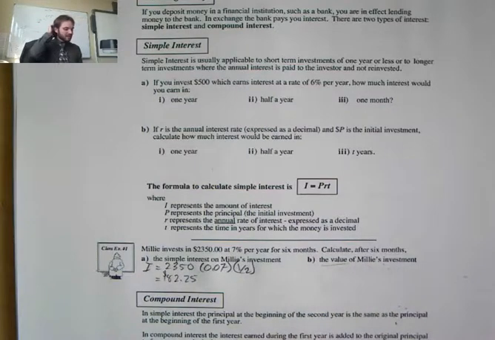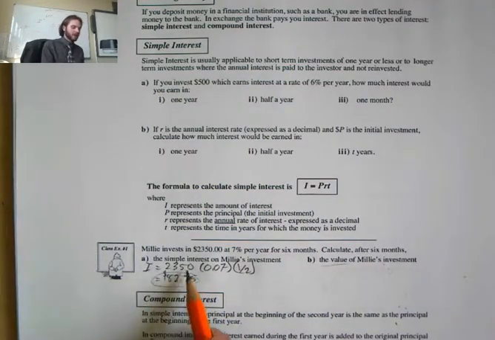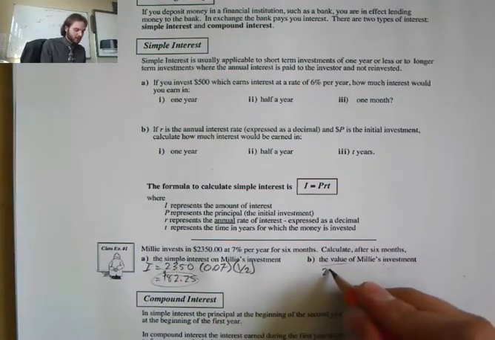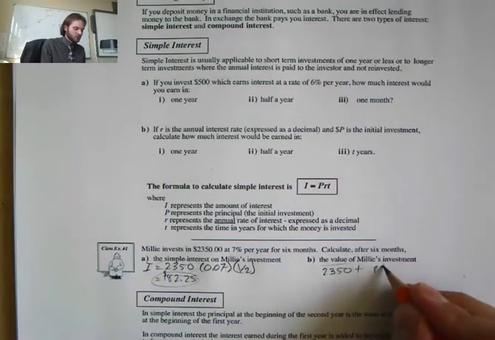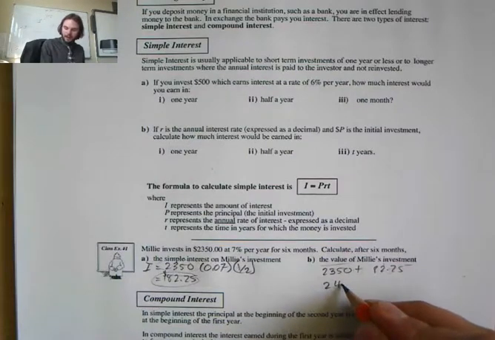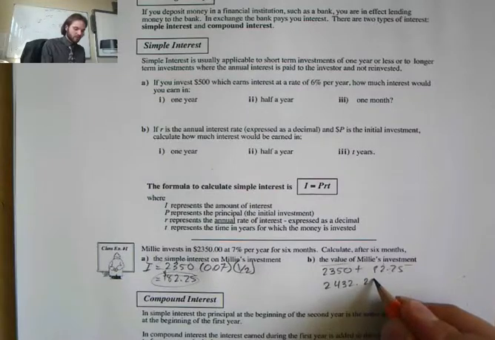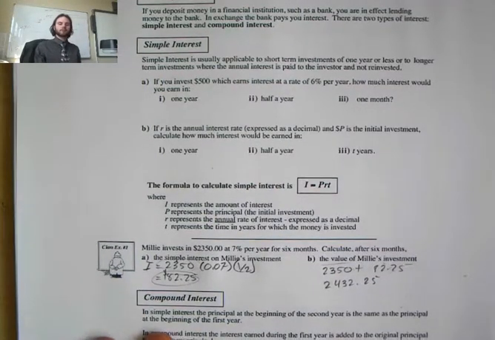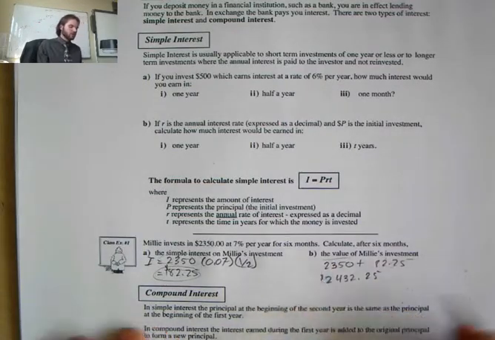Now it says, what is the value of Millie's investment? Well, this is how much she makes, and we have to add that to how much she already has. So she's going to end up having $2,350 plus 82.25, which is going to give me $2,432.25. Okay? And there we go. That's all there is to that. So it's not that bad.